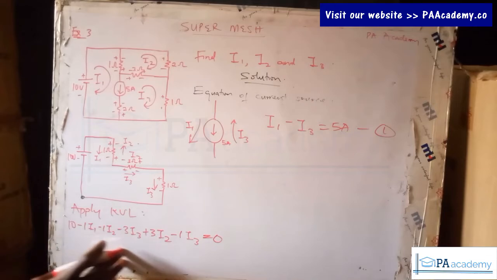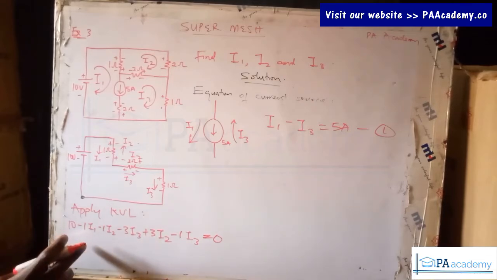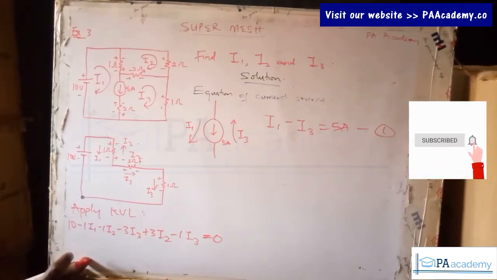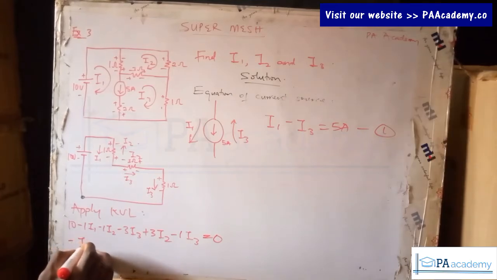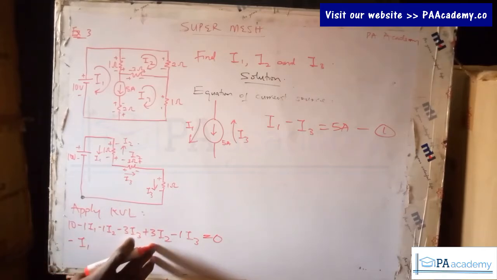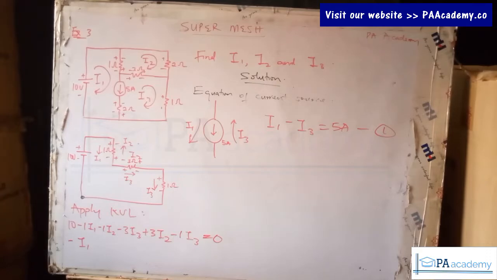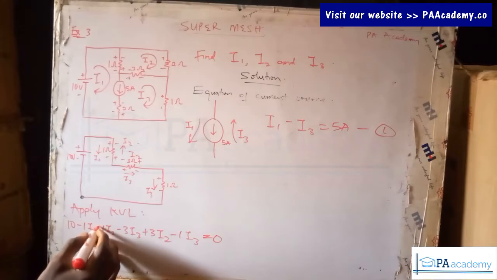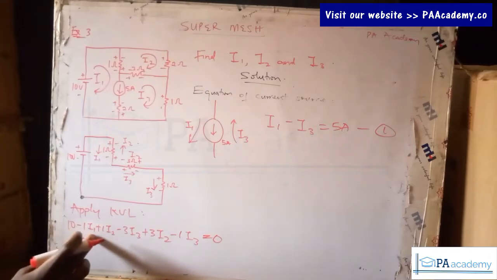I like to arrange them accordingly. For I1, we only have 1 I1, that is minus 1 I1, which is the same as minus I1. And then for I2, we have minus 1 and then plus 3. At this point here, this is supposed to be plus, so you have to be careful of this. This is minus 1 I1 plus 1 I2.